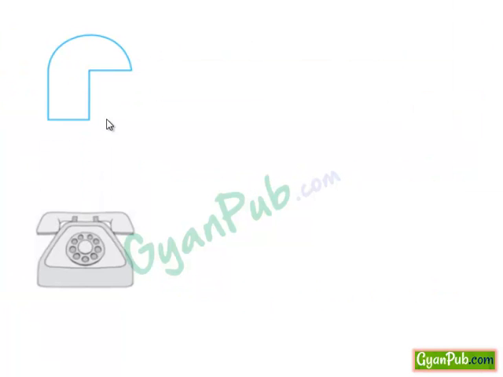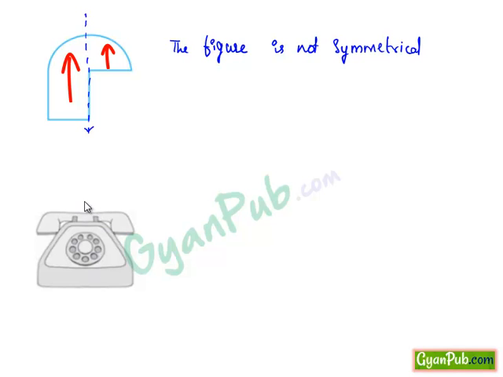And if we see this figure, dividing the section into half, the half before the line is not the same as the half after the line. Hence, the figure is not symmetrical. If we see this phone, if we divide the phone through this line, the half before the line is the same as the half after the line. Hence, considering the line to be L1, the phone is symmetrical about the line L1.